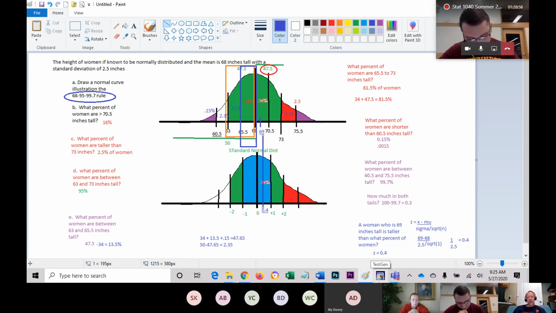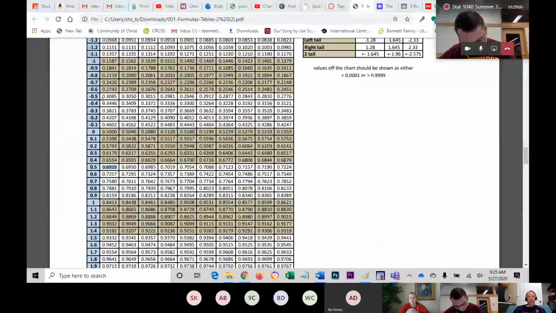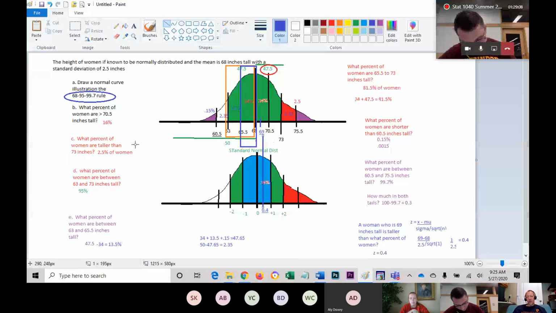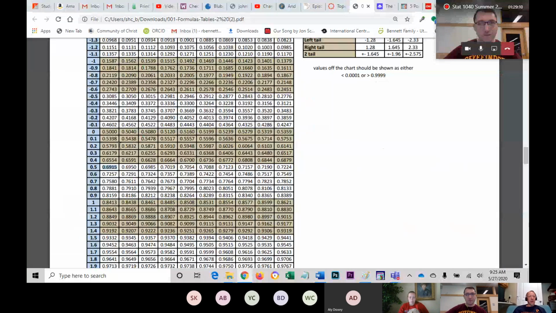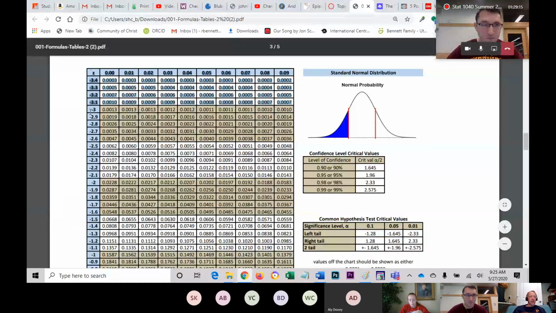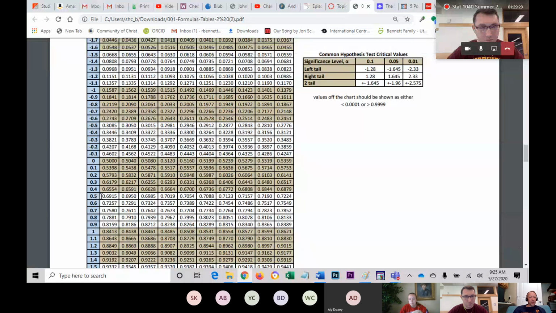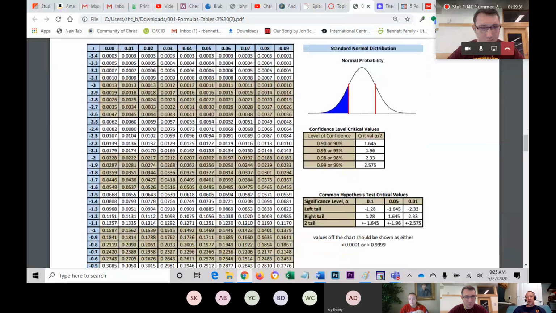Okay. Now at this point, I can't use the 68, 95, 99.7 rule. Now I have to go to my chart. Okay. And I'm looking for 0.4. Now, by the way, I didn't finish telling you. So this blue column here gives you 1 decimal, and then this gives you the second decimal across the top. Okay. So 0.4, I'm just going to look at the first column.